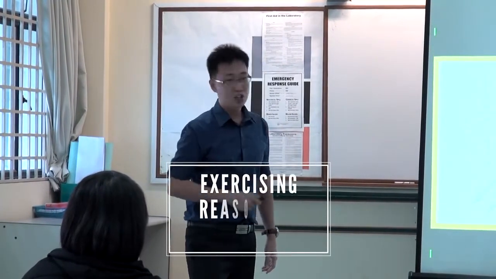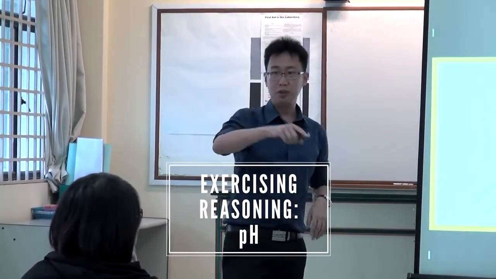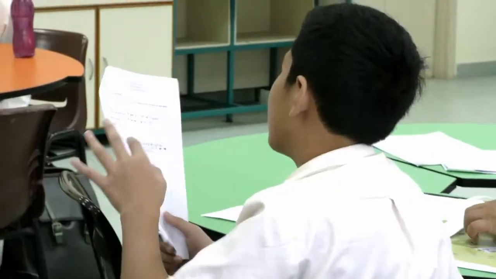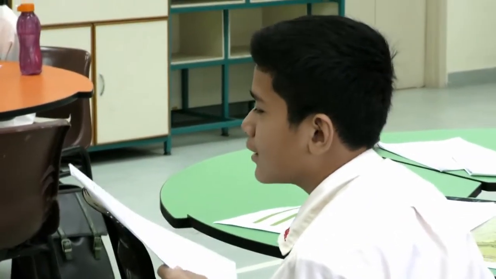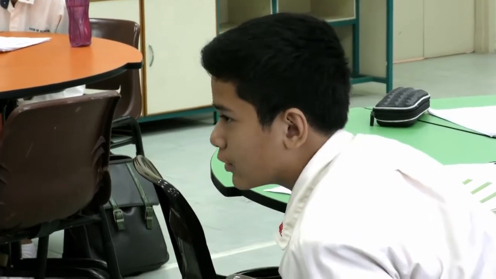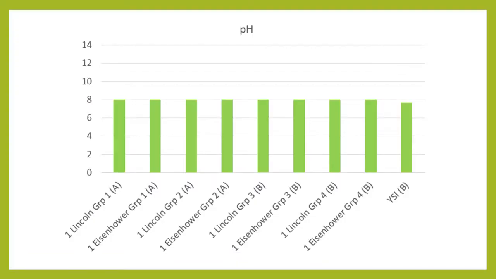Now next, pH. Which group is doing pH? Share with us. The graphs of all the groups are the same except for the YSI. Okay, you're saying that all this data is different from the YSI. That's the first thing you see. So the rest of the results are the same, especially between side A and side B, there's no difference in pH, and then the YSI is different. Now, tell me why you feel that the YSI is lower.